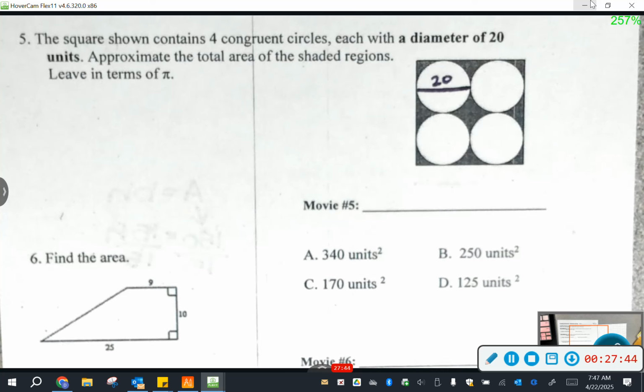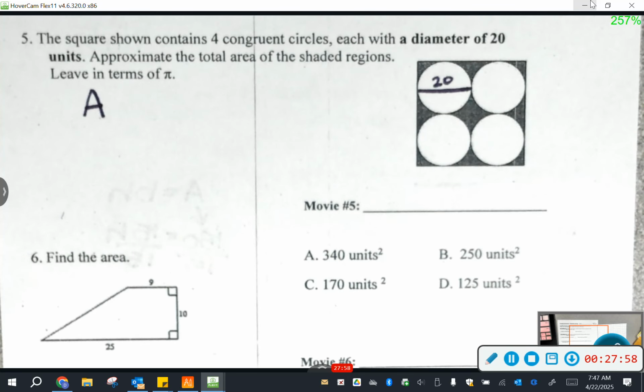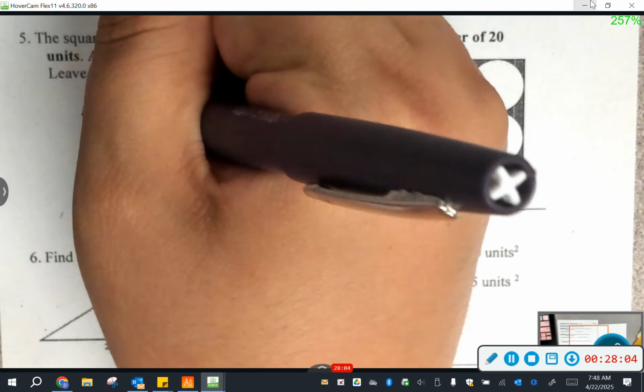Add up the 20 plus 20. Close. 20 times 4. How do you find the area of anything shaded? Find the area of the square, the big shape, the outer shape, first. What's my outer shape you just said? A square.